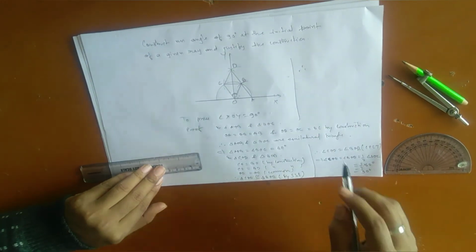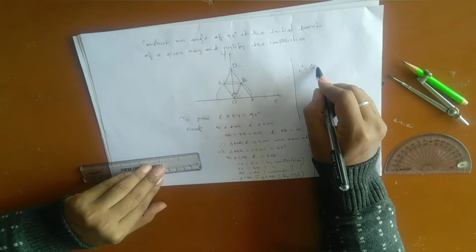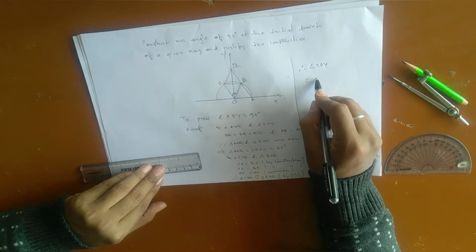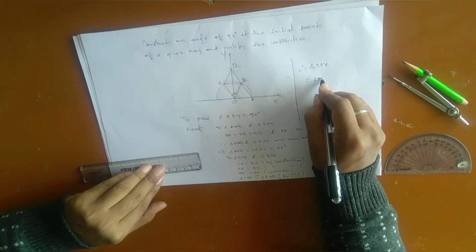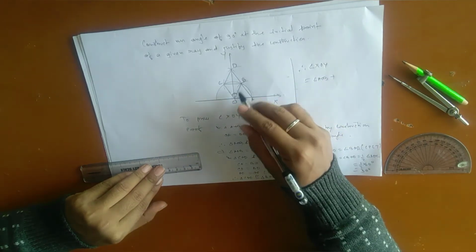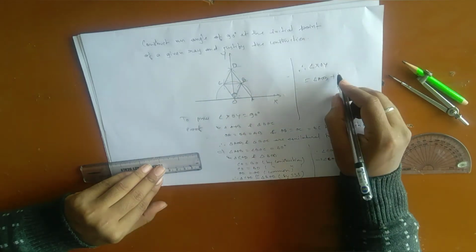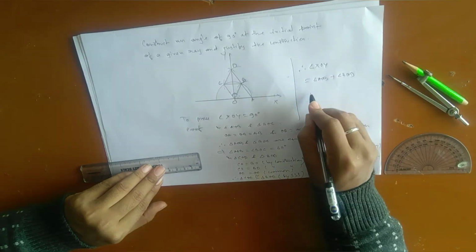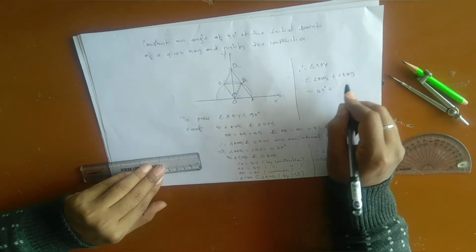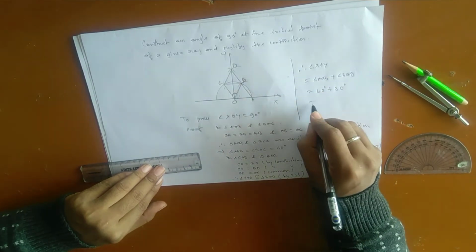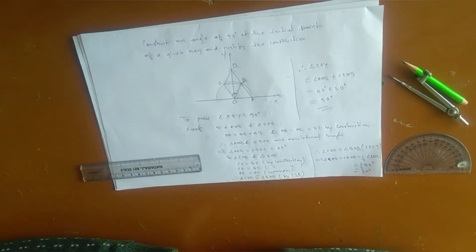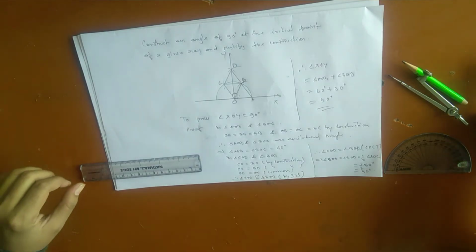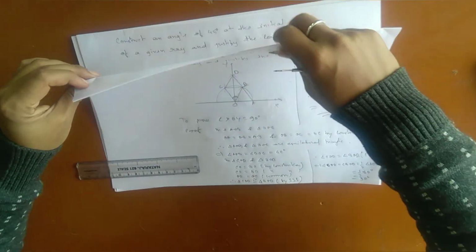Therefore we can say that angle XOY equals what? Angle AOB plus angle BOD. So this is our 60 degrees and this is our 30 degrees, which equals 90 degrees. This is our justification for 90 degrees. Okay. Now we'll proceed to 45 degrees.